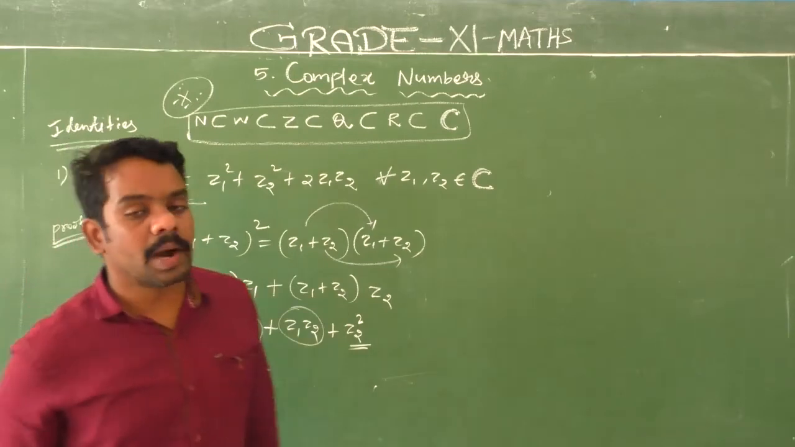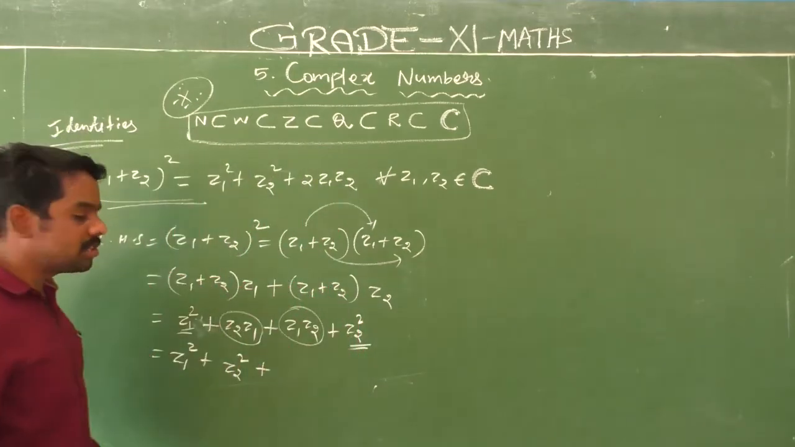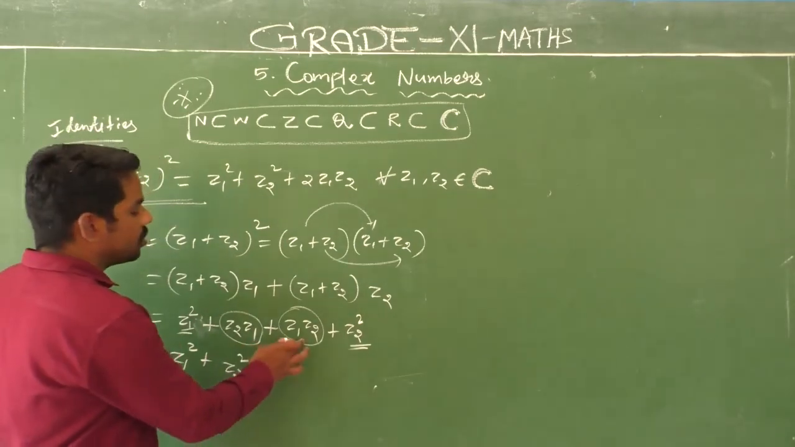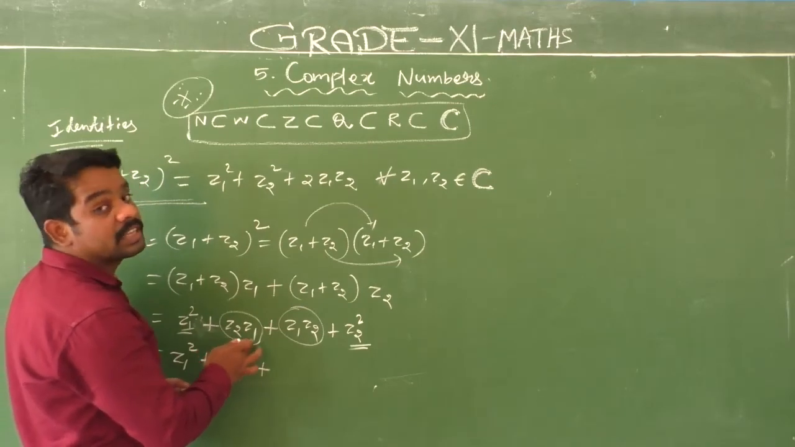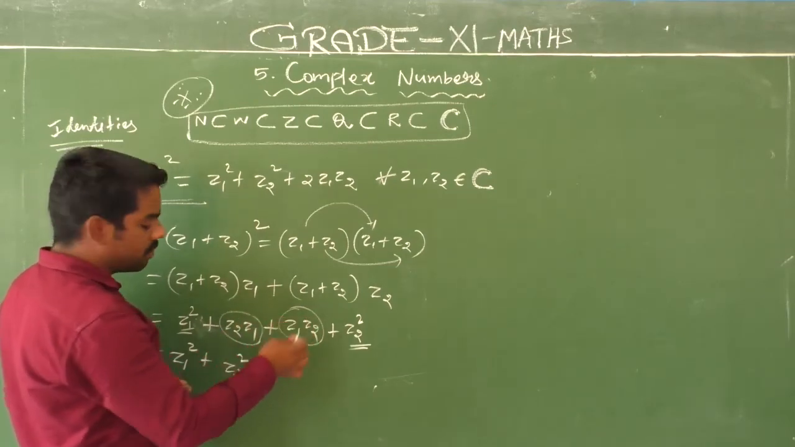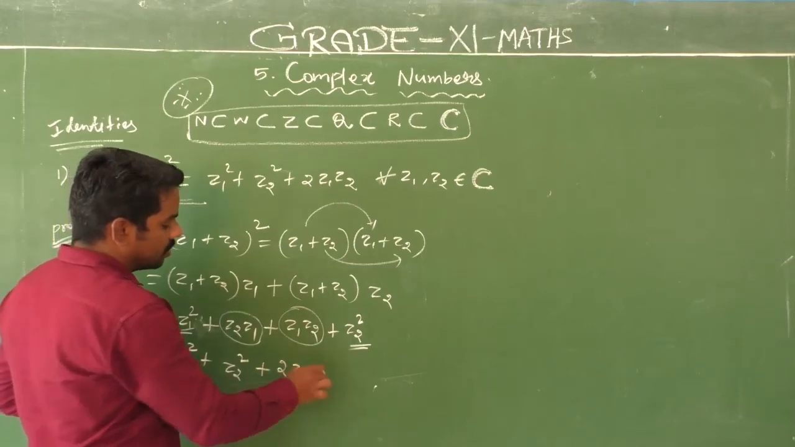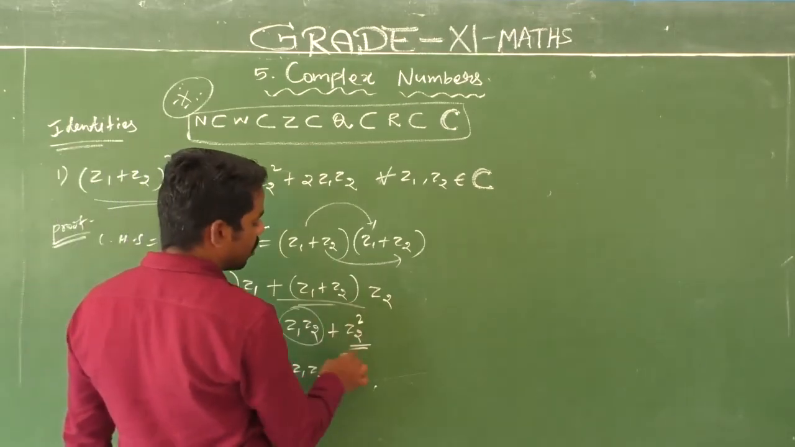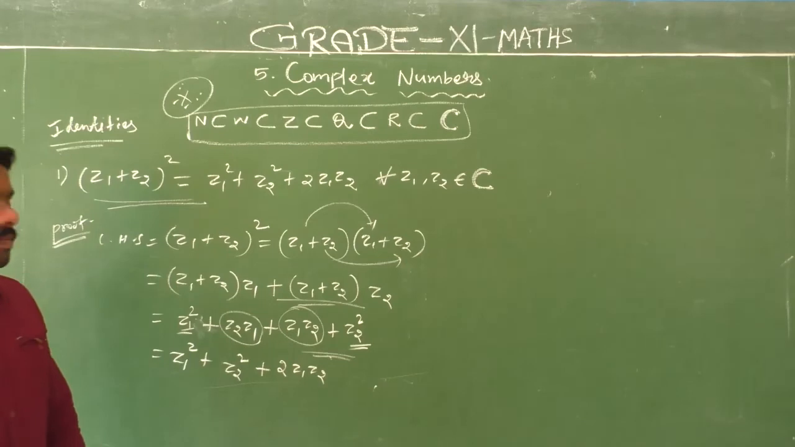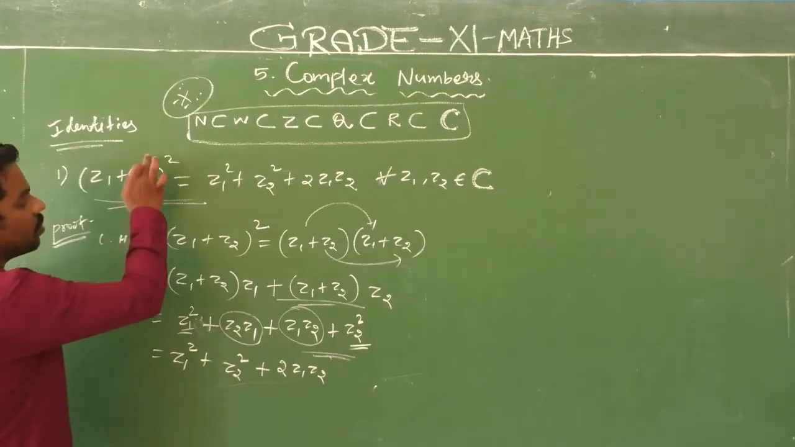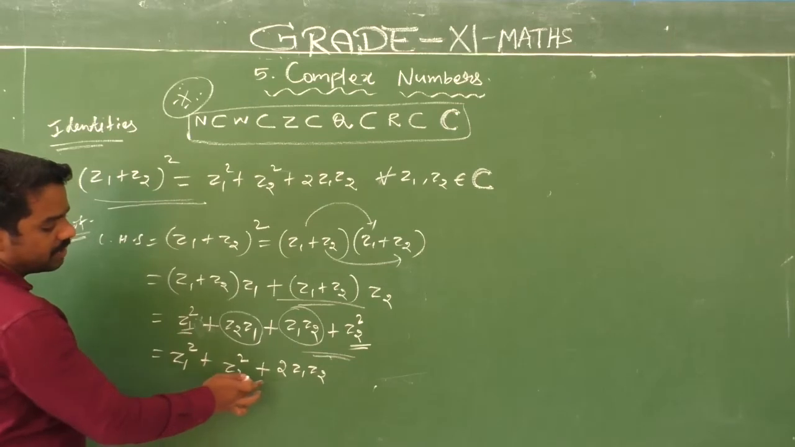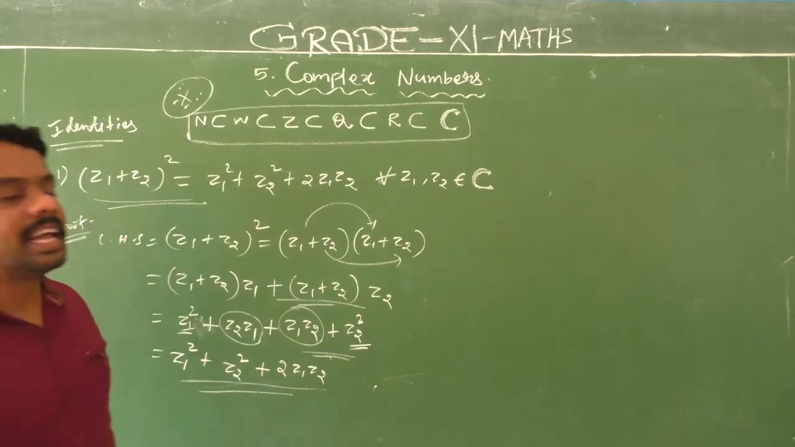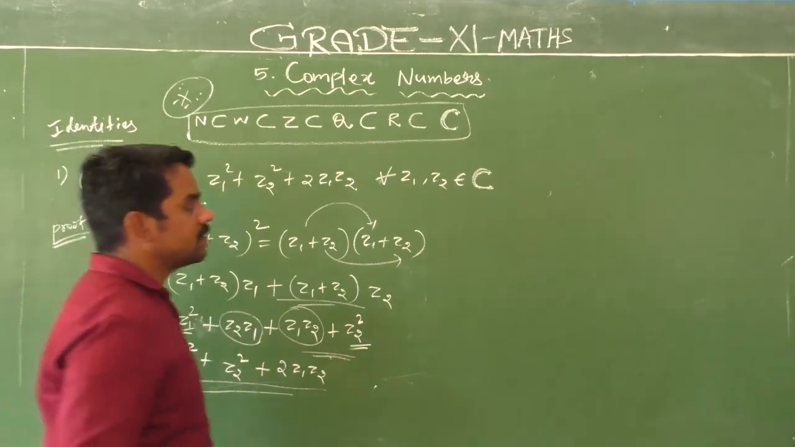Already you know the commutative property of multiplication of complex numbers. So Z1 into Z2 is equal to Z2 into Z1, both are the same. So plus 2 into Z1 Z2. These two terms are written as 2 Z1 Z2. Here the distributive property, here the commutative property of multiplication. So Z1 plus Z2 the whole square is equal to Z1 square plus Z2 square plus 2 Z1 Z2. Same as the simple A plus B whole square formula. Okay. Next, second one.